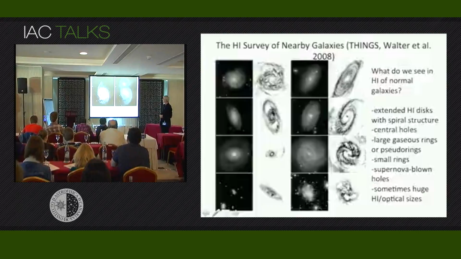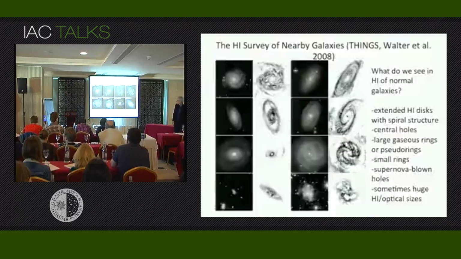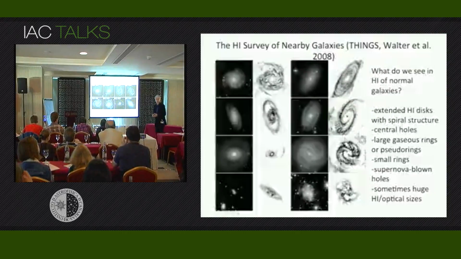You have HI holes, as in this one. You see large gaseous rings, as in this one, and pseudo rings. Smaller rings, as in this one. And down here, you see a galaxy that's full of holes in its HI distribution. Those are thought to be supernova-blown holes in a small galaxy, because that's a dwarf. And sometimes you see huge HI to optical sizes, as in DDO 154. So this is the morphology of typical galaxies.